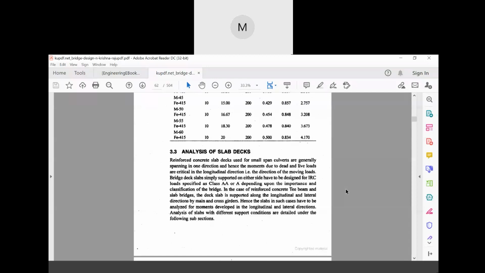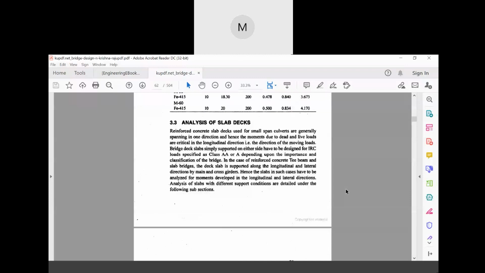Now look, reinforced concrete slab decks are used for small span culverts that are generally spanning in one direction. And hence, the moments due to dead and live loads are critical in the longitudinal direction, that is, the direction of moving loads. Bridge deck slabs simply supported on other sides have been designed for IRC loads specified in class AA or A depending upon the importance of classification of the bridge.